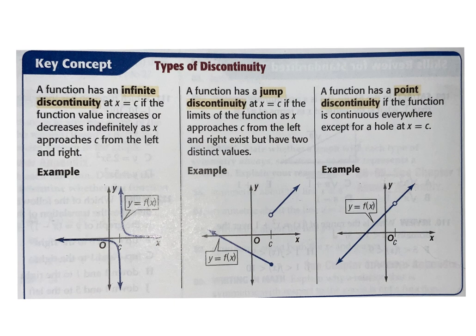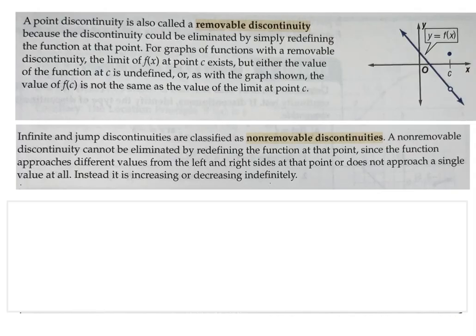So it's really easy to figure out what we have when we have a picture, but when you don't have a picture, how do you know what you have? And so let's look at the types of discontinuities. All right, so for the first one, it says a point discontinuity is called a removable discontinuity. All right, if you were to look at the function, then there is something you can do to get rid of your problem.